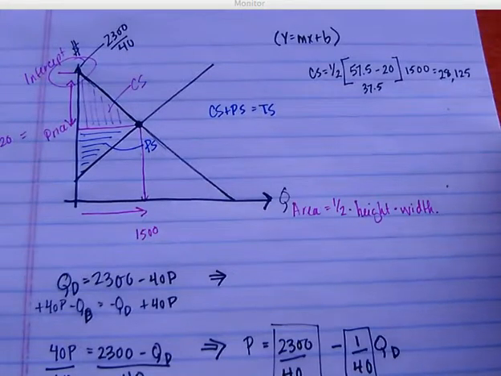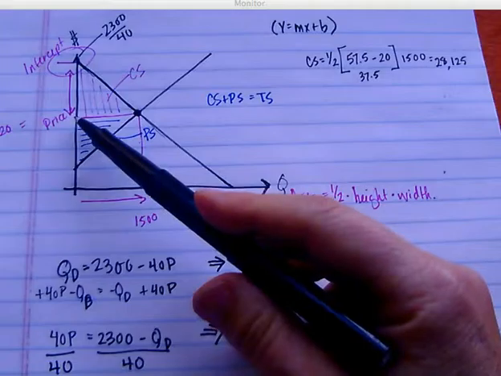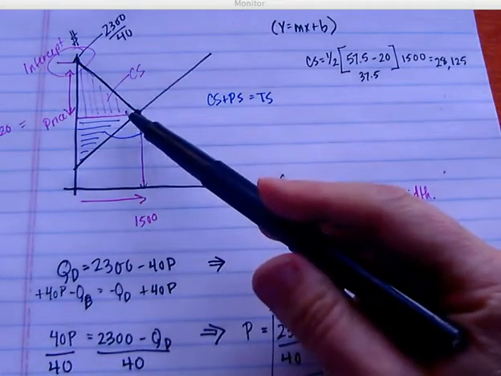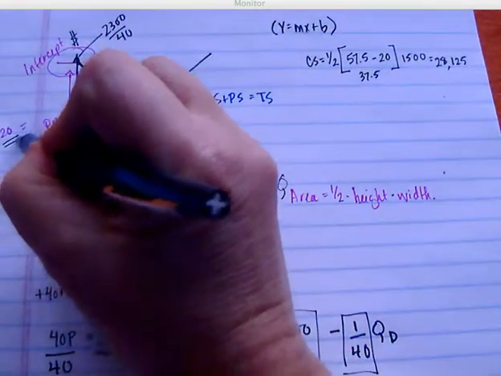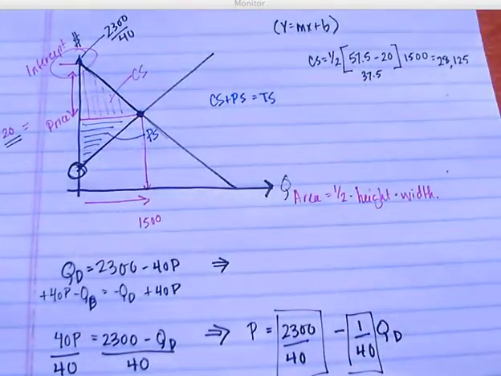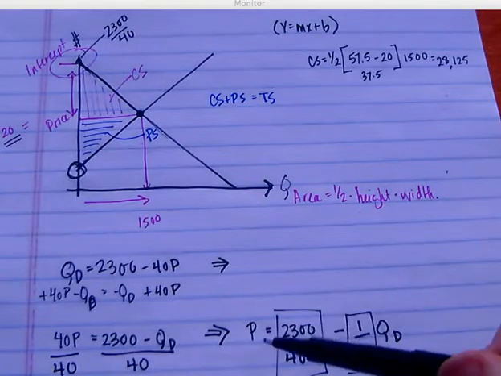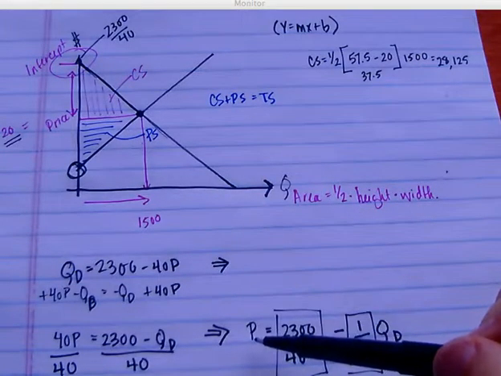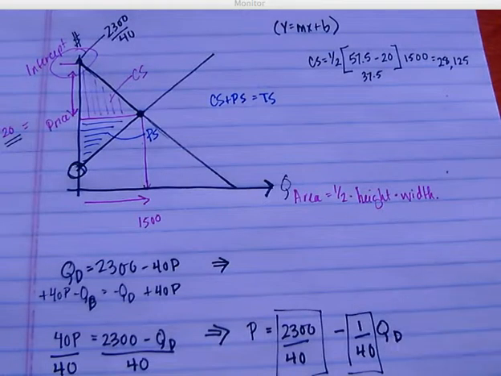Now we have to figure out producer surplus, and we're going to use the same formula. It's 1/2 times the base, or the width, which is 1,500, times this height. Once again, we know the 20, and we have to figure out what this other number is. We're going to get that from our supply curve. Just like we rearranged our demand curve to find the intercept of the inverse demand curve, we have to rearrange our supply curve.